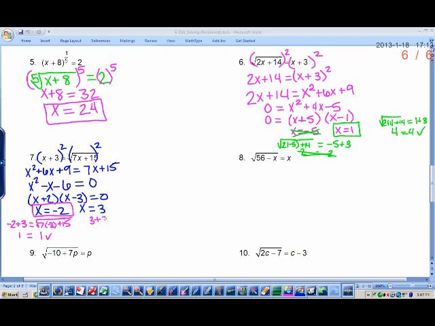Let's check 3. 3 plus 3, I want to know if that's equal to the square root of 7 times 3 plus 15. Well, 3 plus 3 is 6. 7 times 3 is 21, plus 15 is 36, and the square root of 36 is 6. So in this case, both our answers ended up being solutions, and that's just fine.